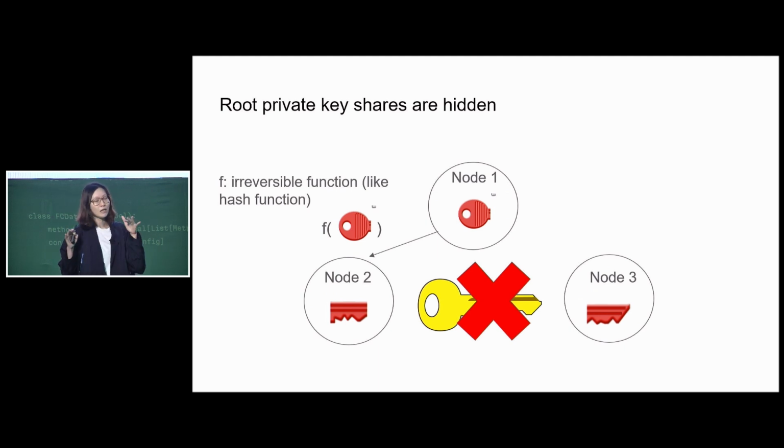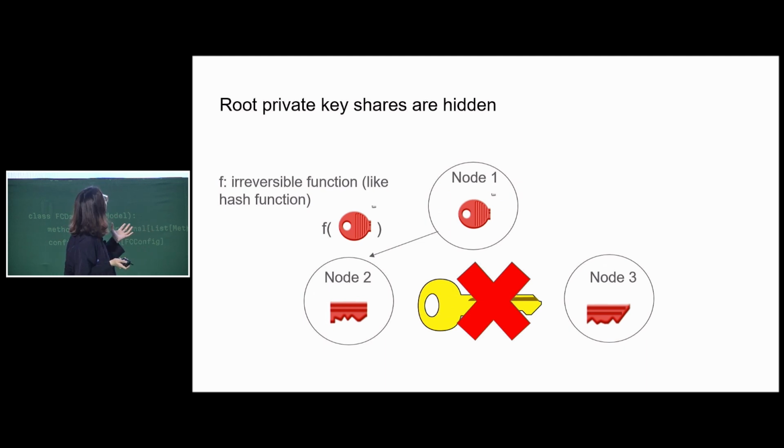When I say irreversible, I mean it's like a hash function where if you have the input, it's very easy to get the output. But if you have the output, it's almost impossible for you to deduce what goes into it. So this is how we are able to hide the root private key shares from the network and from one node to another.